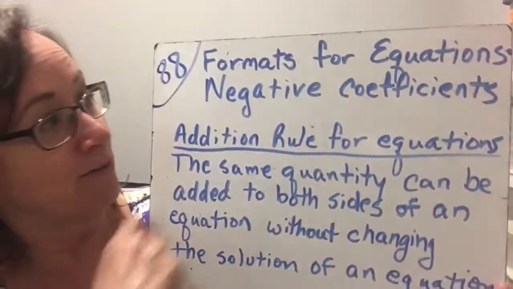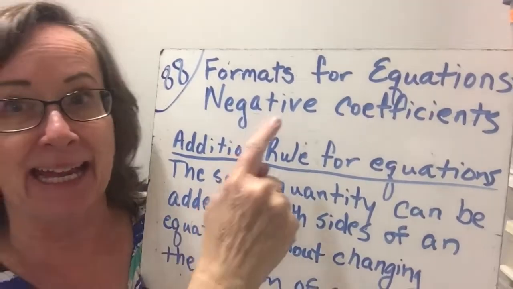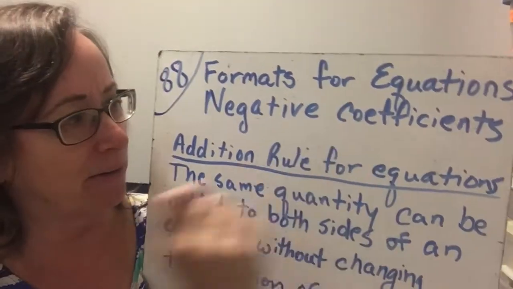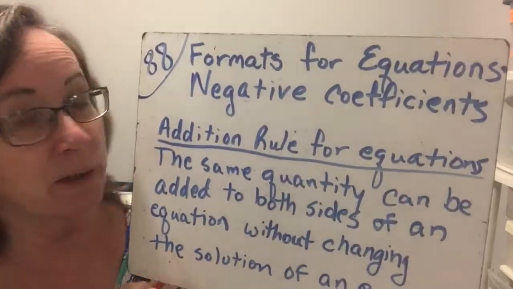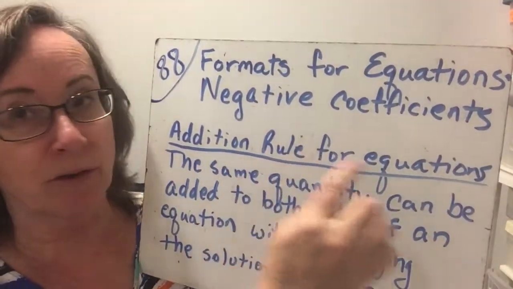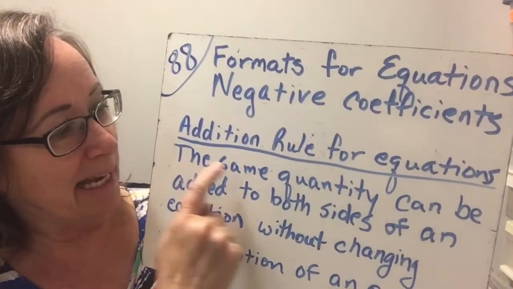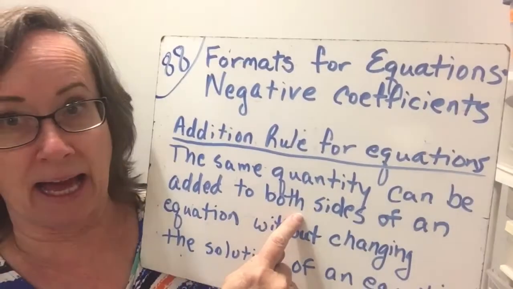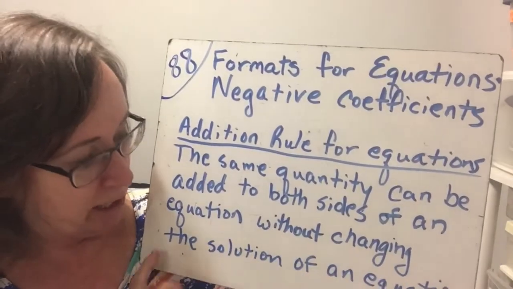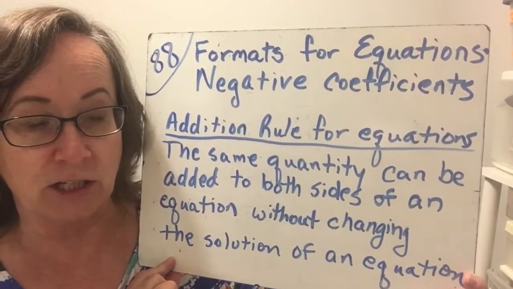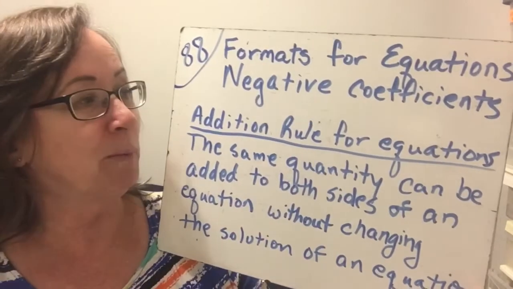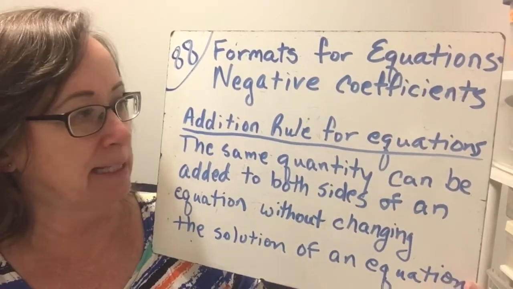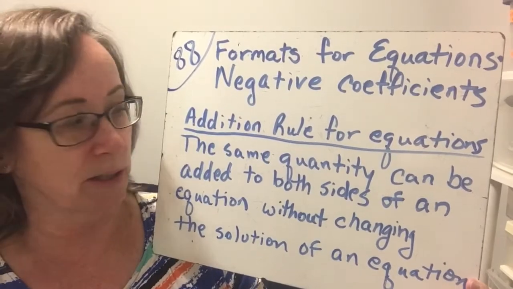So, we're going to be doing lesson 88 today. And lesson 88 is formats for equations and how do we deal with negative coefficients. Okay, so the first thing that we're going to do is talk about the addition rule for equations. The same quantity can be added to both sides of an equation without changing the solution of the equation. Now this is very important. When we add the same thing to both sides, then that's what the addition rule is talking about.